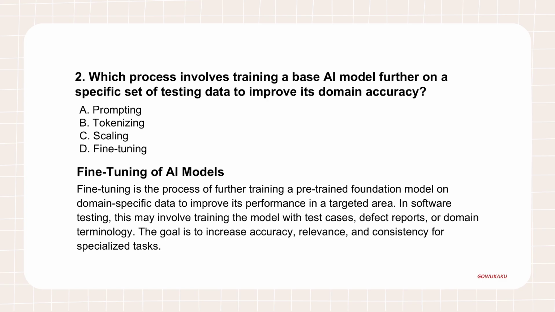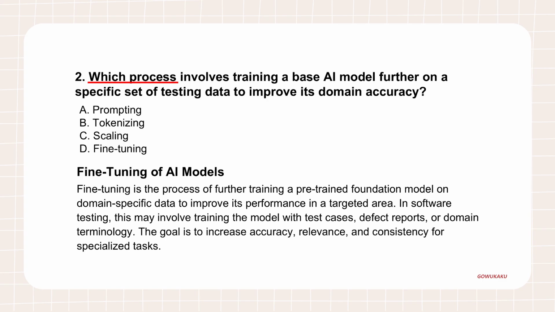This one is about how these models actually learn new tricks. Okay. The scenario asks, which process involves training a base AI model further on a specific set of testing data to improve its domain accuracy? The keywords there are training further and specific set of data. Right, so your options are A, prompting, B, tokenizing, C, scaling, D, fine-tuning.